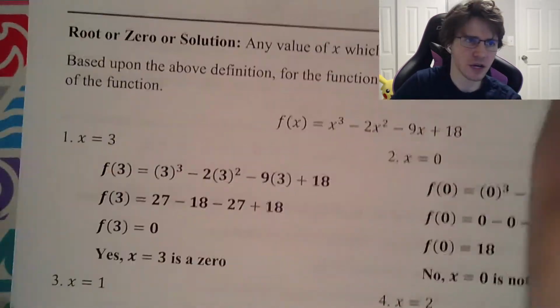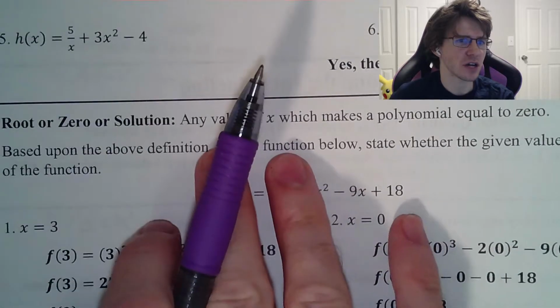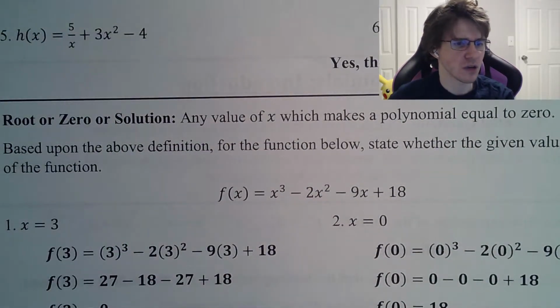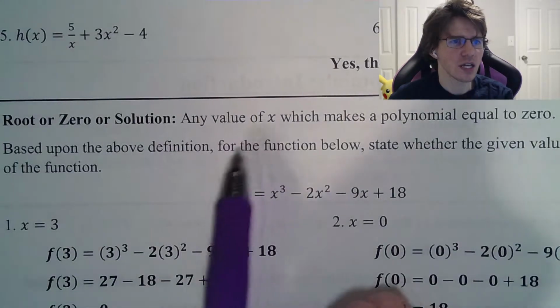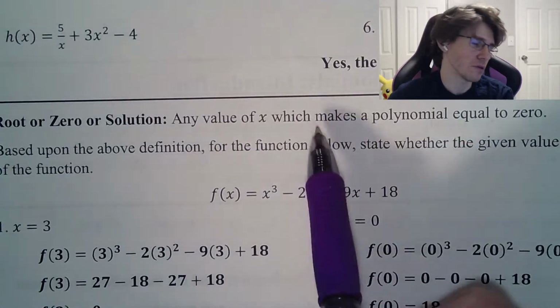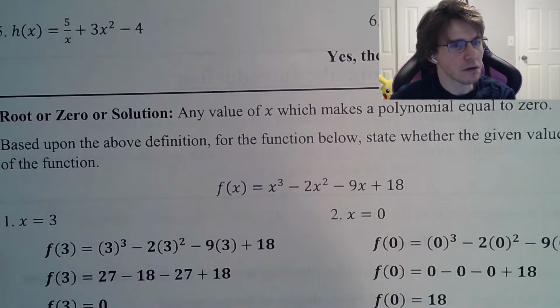I think that's enough examples of this type, so I'm just going to go on to the next big idea we want to talk about, the root or zero or solution. The root or zero solution is going to be a very common thing throughout all of pre-calculus, really all of Algebra 2. Root or zero or solution, all these words mean the same thing. It is any value of x which makes a polynomial, or any other function, equal to 0. So it means that when you plug it in, do you get 0?